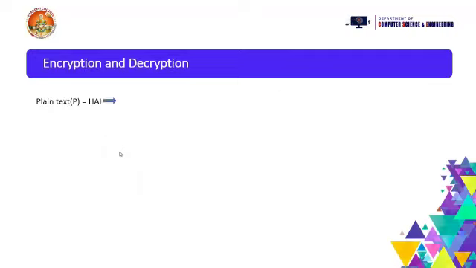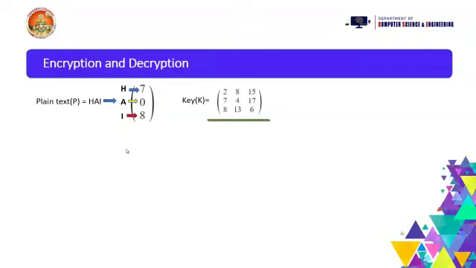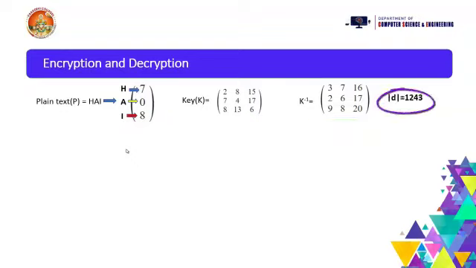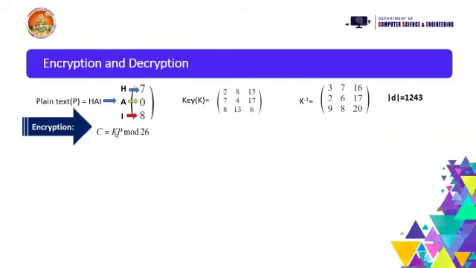Our plain text is HAI. Convert this HAI into numbers as a plain text matrix. 708 is our plain text matrix. Our key matrix is 2, 8, 15, 7, 4, 17, 8, 13, 6. Inverse of this key matrix is 3, 7, 16, 2, 6, 17, 9, 8, 20. Determinant of our key matrix is 1243. First, perform encryption. To perform encryption, the key matrix is multiplied with the plain text matrix and the result is mod with 26.